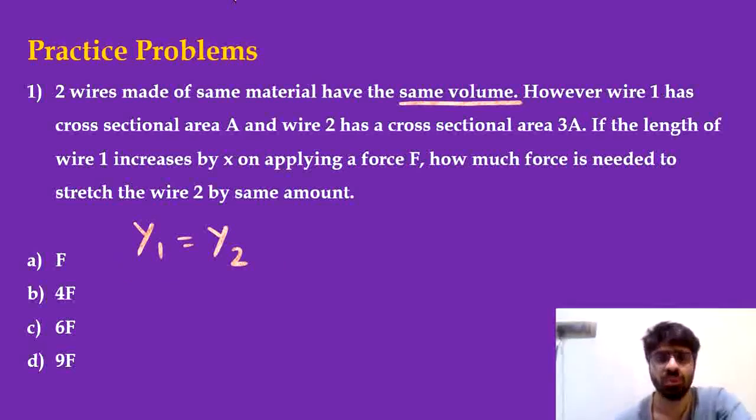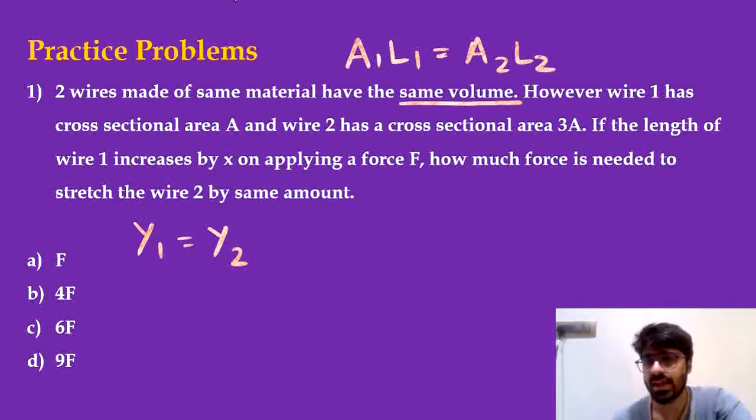They have the same volume. Volume for a wire is like volume for a cylinder because a wire is assumed to be in the shape of a cylinder. So same volume means A1 L1 equals A2 L2, because the volume of a cylinder is given by A into L.